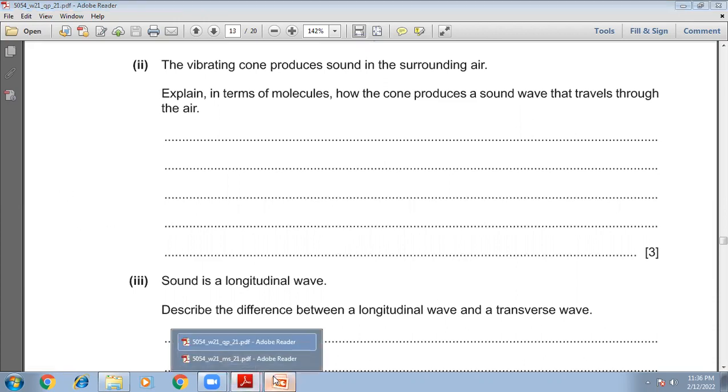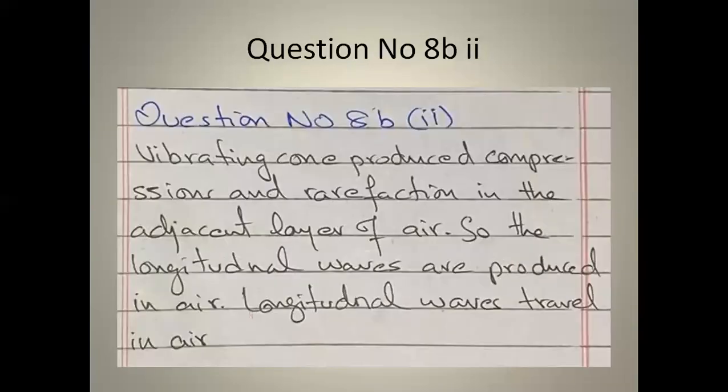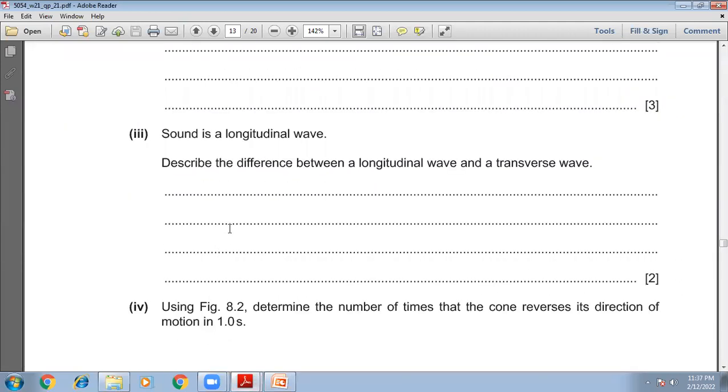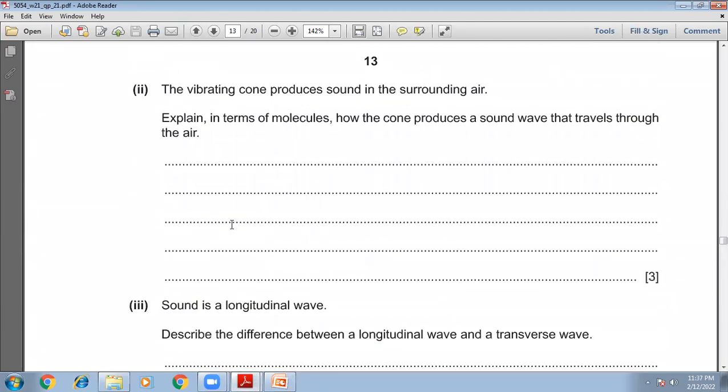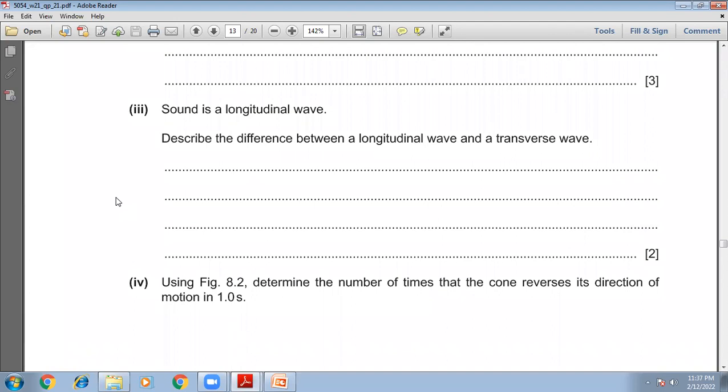So let me show you my answer. I have written this answer. Okay, the vibrating cone produces compression and rarefaction in the adjacent layer of air. So longitudinal waves are produced in air. Longitudinal waves travel in air. So this is how the sound will travel in the air. Okay, so the next part, he says, sound is a longitudinal wave.